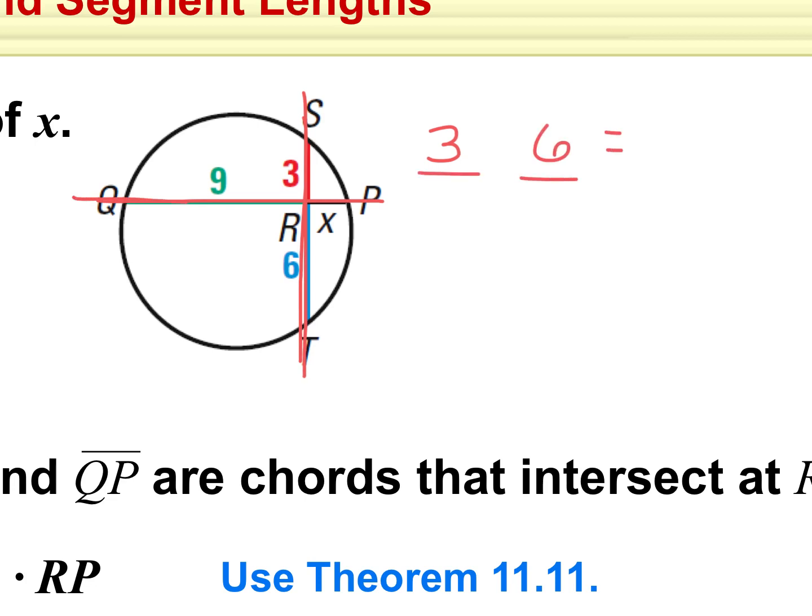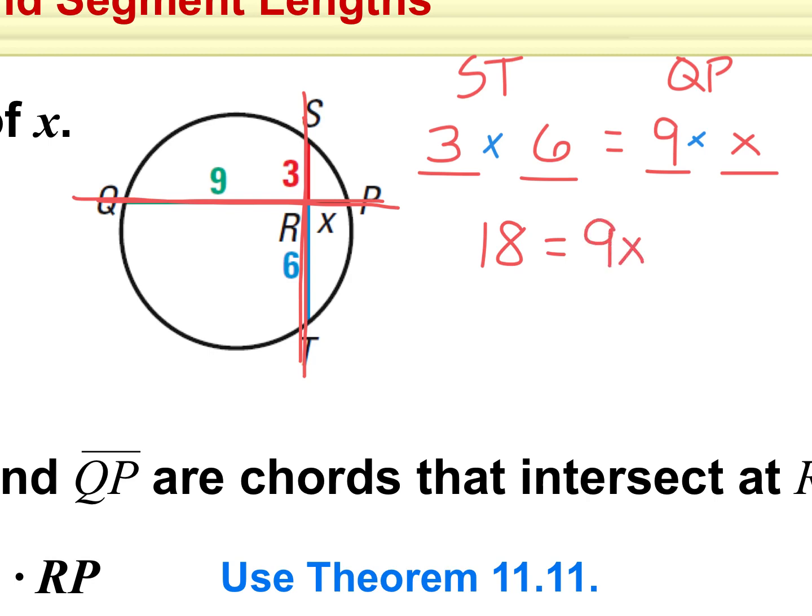What are the values of the other? 3. Right, 9 and X. Okay, so we have our 2 chords. This one was ST, this one was QP, and this is what they were split up into. Now to figure out the value of X, we're going to set up an equation. These multiply together. So we're multiplying the 2 different parts. So solving, what's 3 times 6? 18 equals, what's 9 times X? Just 9X.